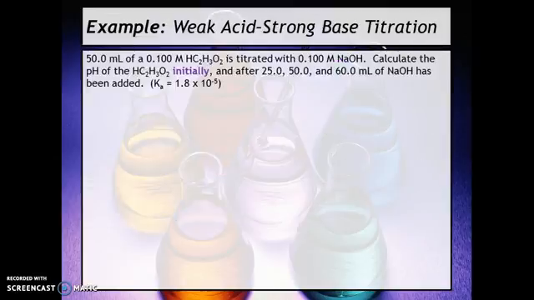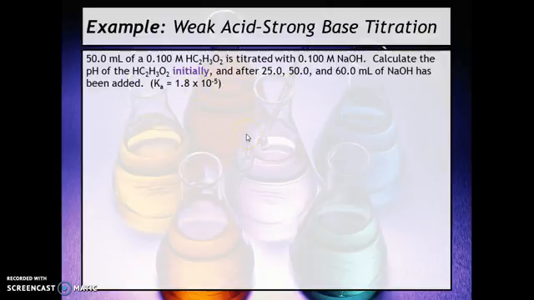Alright, so here's our example. 50 mL of a 0.1 molar acetic acid is titrated with 0.1 molar sodium hydroxide. You should read that. They're not going to say, hey, look, weak acid, strong base. You have to recognize those, right? So weak acid, strong base. Calculate the pH of the initial concentration of acetic acid, and after 25, 50, and 60 milliliters of our NaOH has been added. And they gave us our Ka here.